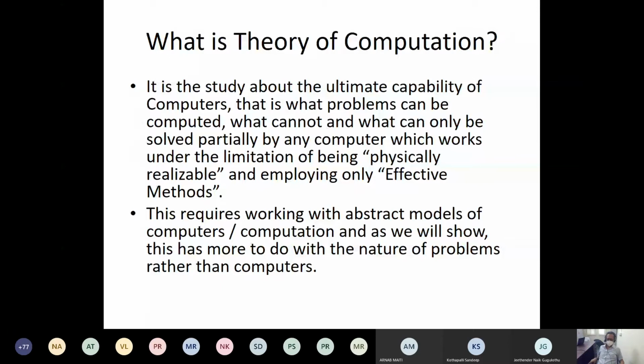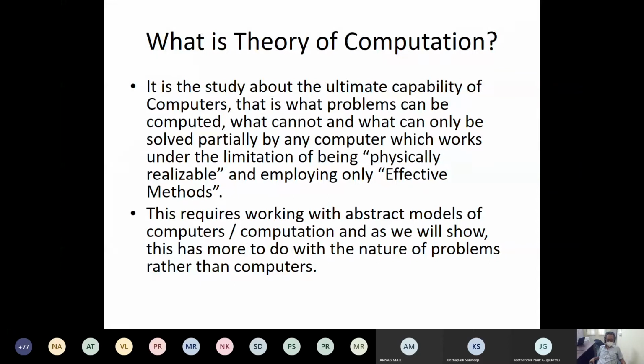So the theory of computation is about the ultimate capability of computers: what can be solved, what cannot be solved, what can only be solved partially, under the limitation of being physically realizable and employing only effective methods. These are the kind of computers that we can realize today. This requires working with an abstract model of computers or computation, and as we will show, this has more to do with the nature of problems rather than computers.